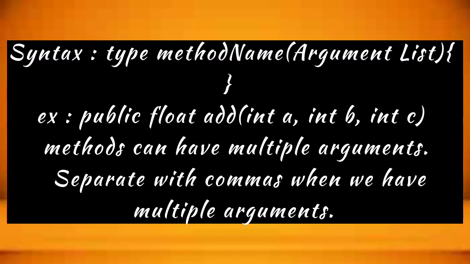Let's see the syntax. Type, method name, and we are passing the arguments as a list. For example, public float add(int a, int b, int c); a, b and c are arguments passed to the method. A method can have multiple arguments, separated with commas when we have multiple arguments.